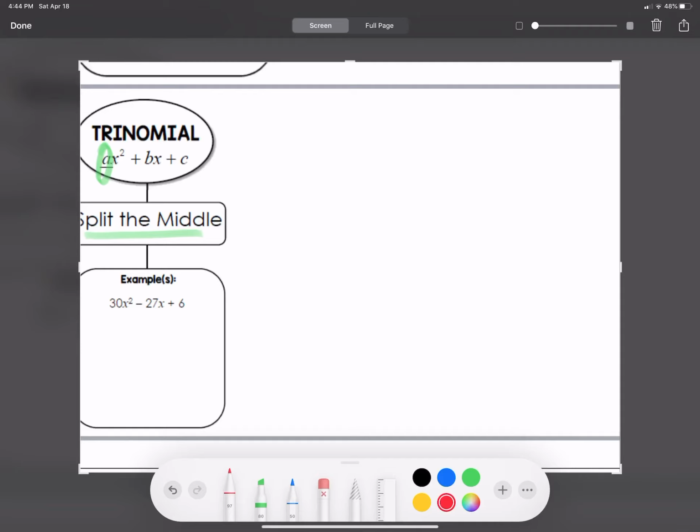Now, what I notice about this trinomial is that first we need to take out a GCF. I'm just going to rewrite it up here. So I can take out a 3, and I'm left with 10x squared minus 9x plus 2. Now, instead of asking what multiplies to 2 and adds to negative 9, because it's not a 1 here, I'm going to ask what multiplies to 20, multiplying that 10 times the 2, and adds to negative 9. That would be negative 5 and negative 4.